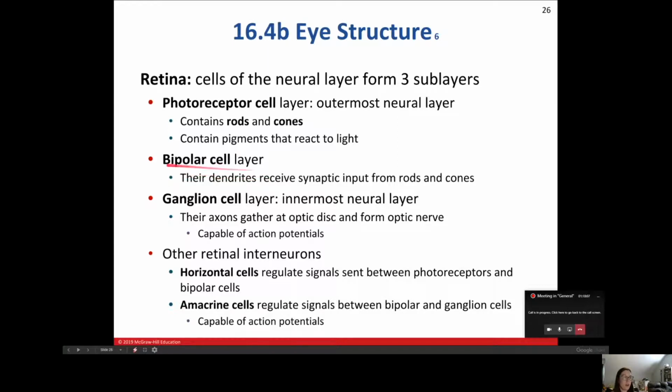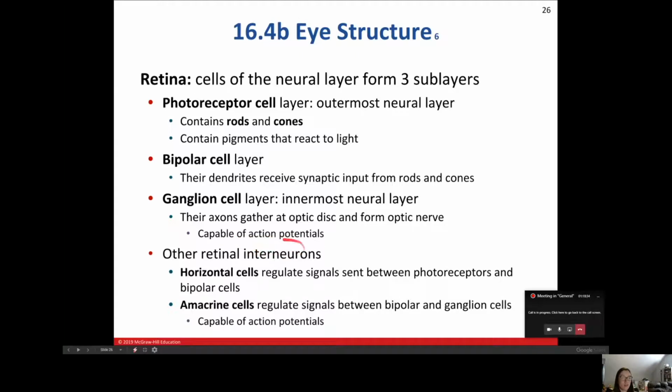The next layer is the bipolar cell layer. They are bipolar neurons, right? They have one axon and one dendrite. We said they were special. We only found them in the olfactory epithelium and in the eye. The dendrites receive synaptic input from the rods and the cones, and then they send that input to the ganglion cell layer, which is the innermost neural layer. Their axons are going to gather at the optic disc and form the optic nerve. These are capable of action potentials just like the others.